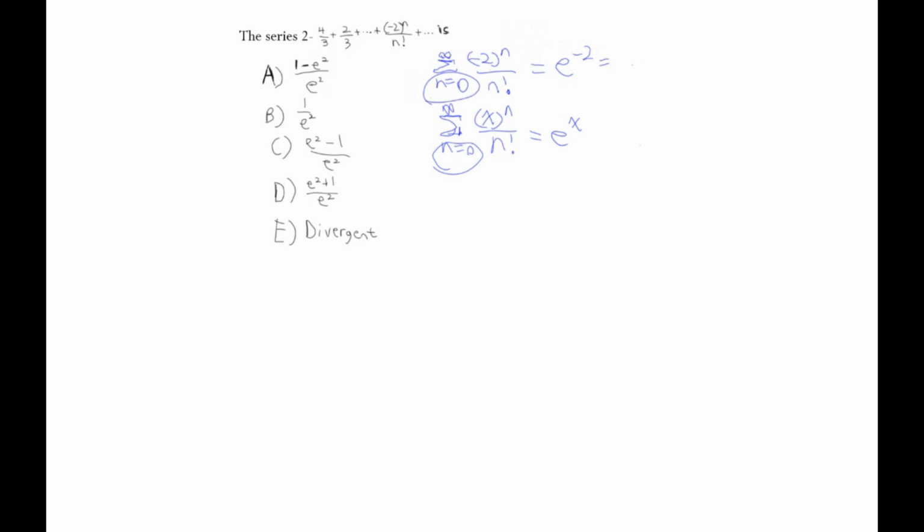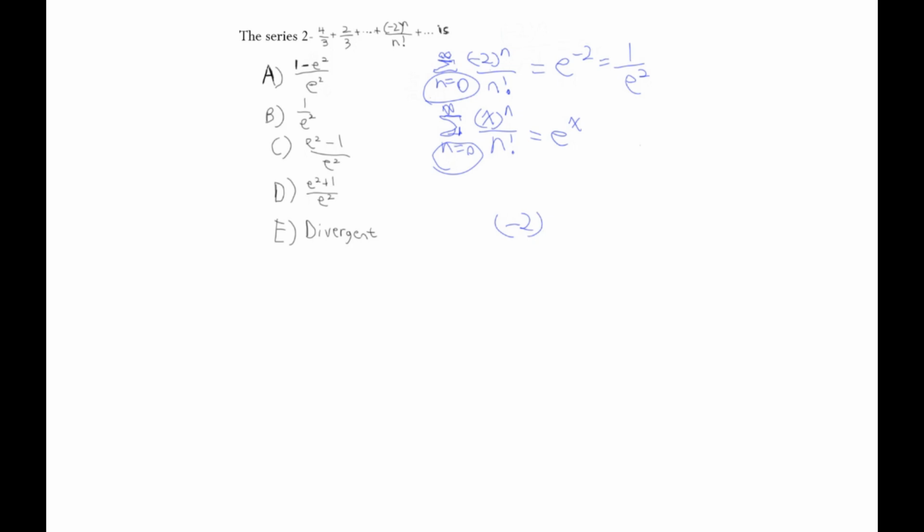So e to the -2 is 1 over e squared. Now I might be tempted to choose option B, but that's not really the case here, because remember we have to start at n is equal to 0. So now you'll be asking, why is that not the case? Well, let me show you.